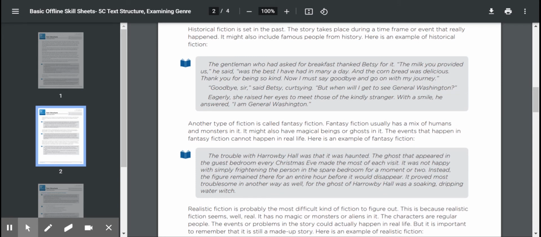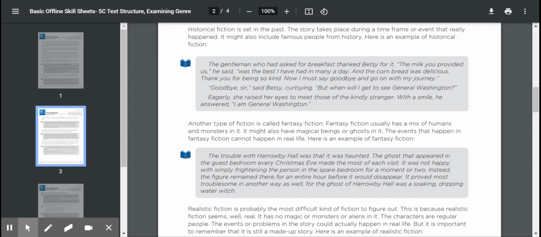The gentleman who had asked for breakfast thanked Betsy for it. "The milk you provided to us," he said, "was the best I've had in many a day, and the cornbread was delicious. Thank you for being so kind. Now I must say goodbye and go on with my journey." "Goodbye, sir," said Betsy, curtsying. "But when will I get to see General Washington?" Eagerly she raised her eyes to meet those of the kindly stranger. With a smile, he answered, "I am General Washington."